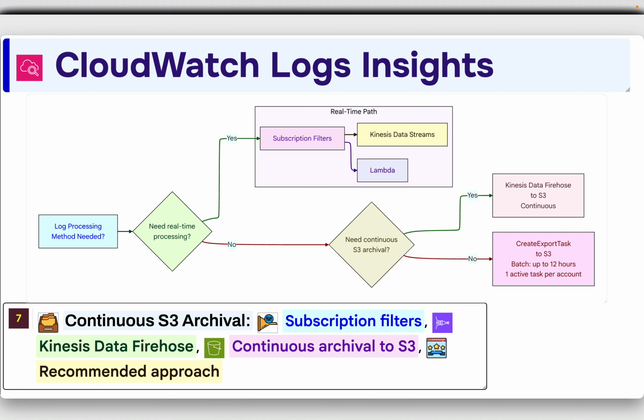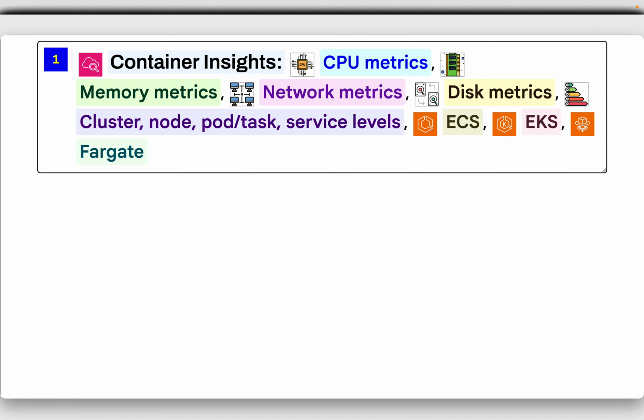For continuous S3 archival, use subscription filters with Kinesis Data Firehose. This provides continuous archival to S3 and is the recommended solution. Container Insights provides CPU metrics, memory metrics, network metrics, and disk metrics at the cluster, node, pod/task, and service levels for Elastic Container Service, Elastic Kubernetes Service, and Fargate.